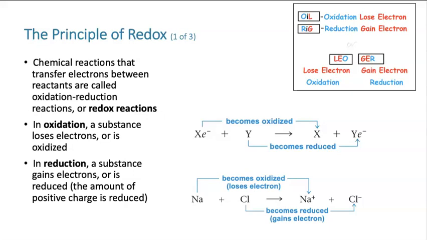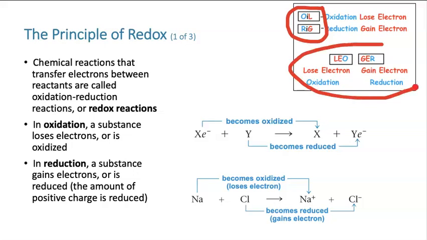Lose an electron, oxidation. Gain an electron is reduction. And there's a couple of mnemonics that can help you with that. The first mnemonic, the one that I like, is OIL RIG. Oxidation is loss of electrons, and reduction is gain of electrons. So OIL RIG. You might have heard of LEO GER: Lose Electron Oxidation, Gain Electron Reduction. Either way that you want to remember it, either of those mnemonics are fine. But what we're going to be doing is following electrons.